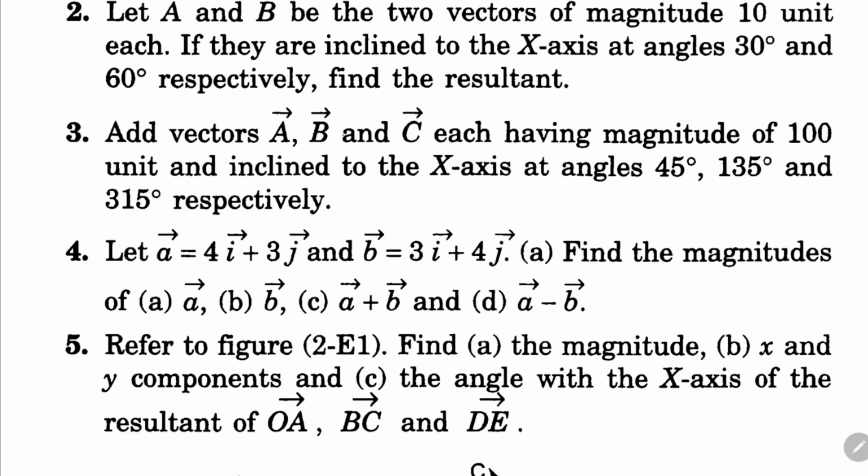Now in the fourth question we have been given the unit vectors. The terms are in the form of unit vectors. So i represents x, j represents y and k represents z. So here we have two dimensions, x and y. So we have to find the magnitudes of a, b, a plus b and a minus b.